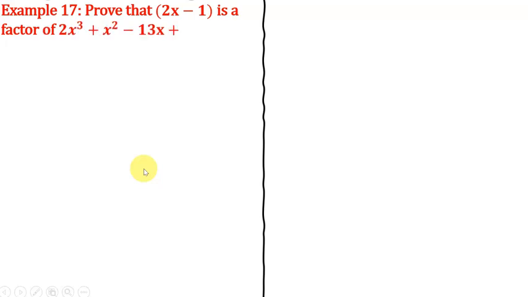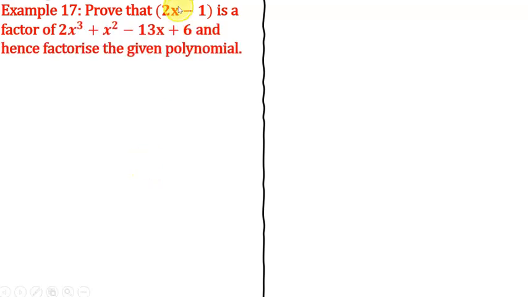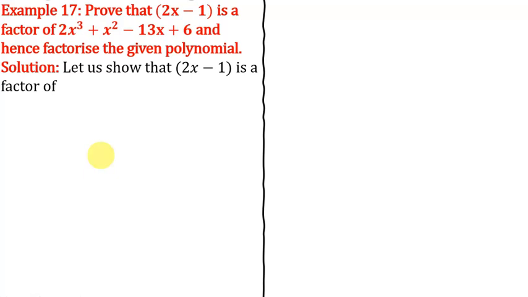Now next, example number 17. Prove that 2x minus 1 is a factor of 2x cube plus x square minus 13x plus 6, and hence factorize the given polynomial. Okay. Now let us show that 2x minus 1 is a factor of the given polynomial. Now replace here x by 1 upon 2.